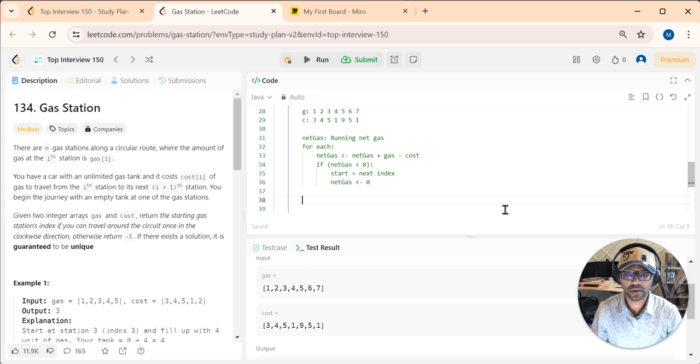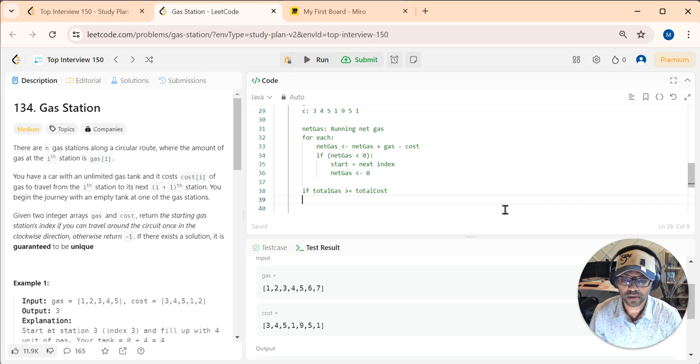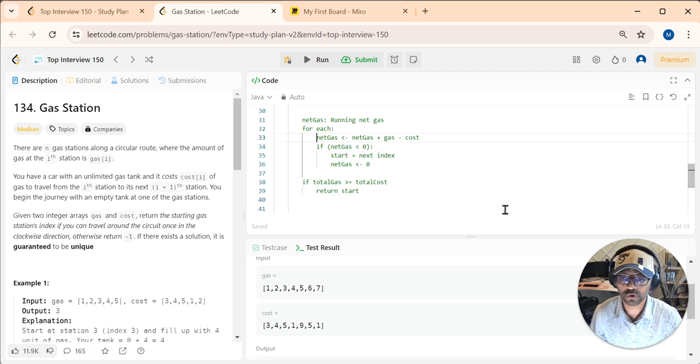But outside the loop, we still need one check, right? And that is the total of the gas greater or equal to the total of the cost, right? Only then we return that start. Otherwise, we return -1. So if total gas is greater or equal to total cost, then we say return start. Initial value of start should be 0 here, right?